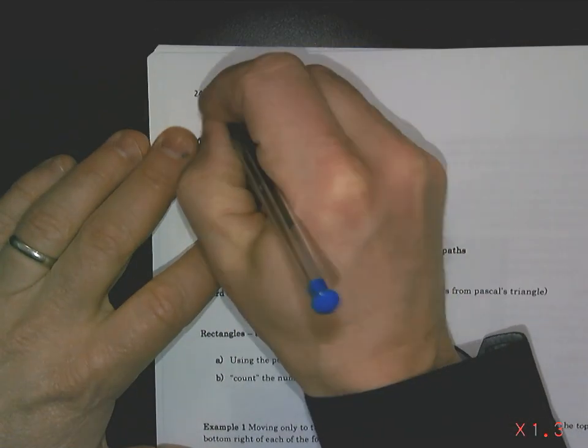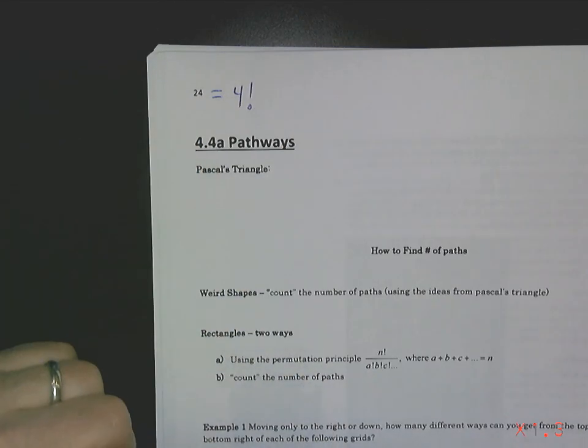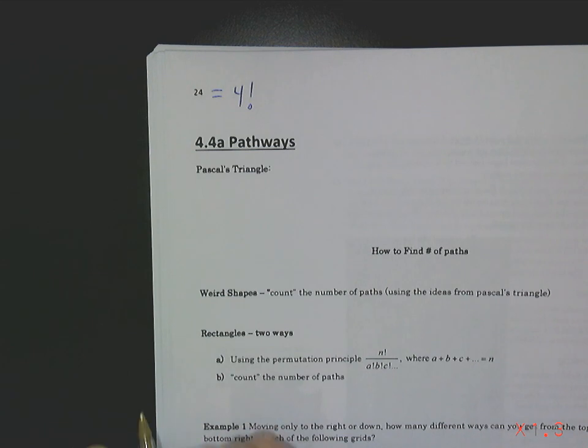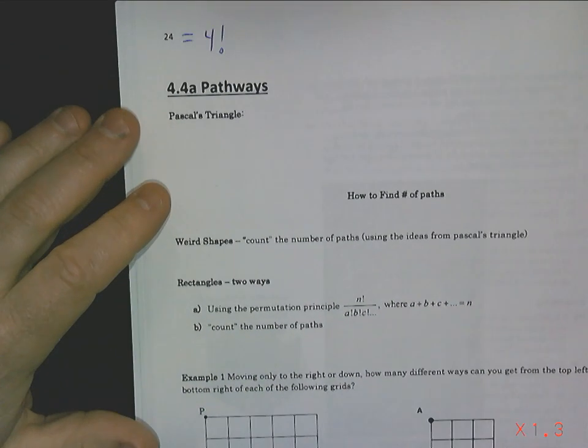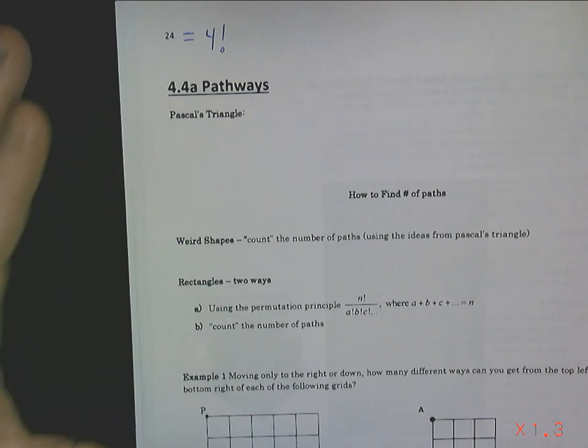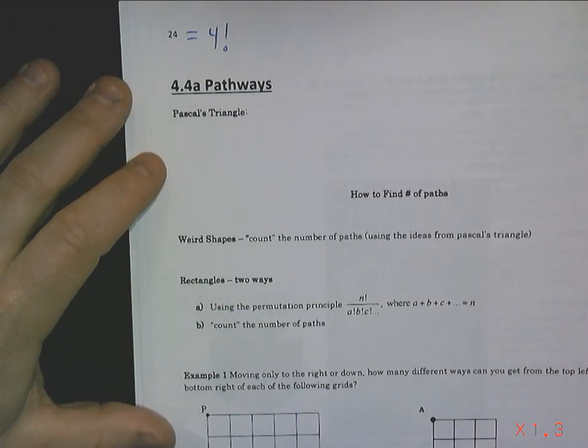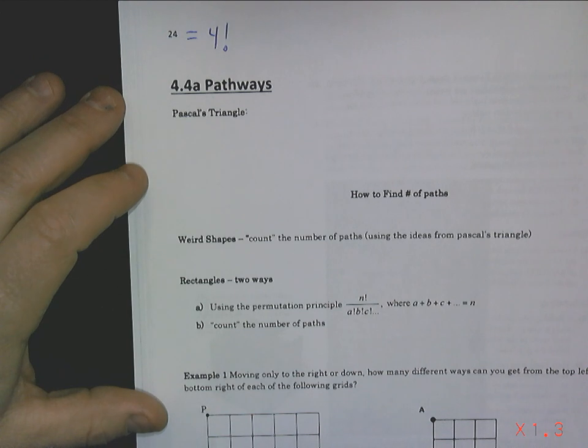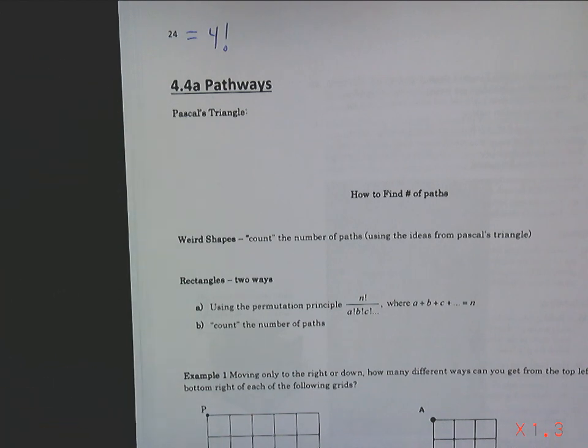24, ironically, is also 4 factorial. There's a good one for you. So page 4 factorial. Here we go. I'm going to show you 3 different ways to think about these problems. And the last way is probably the best way.